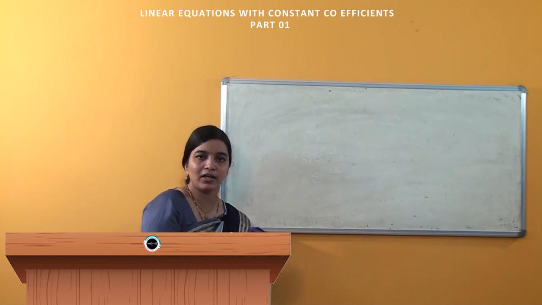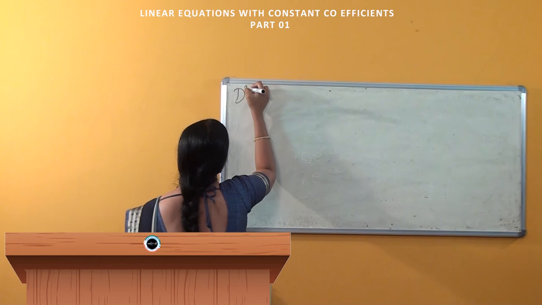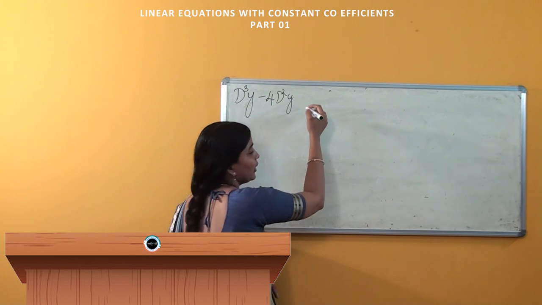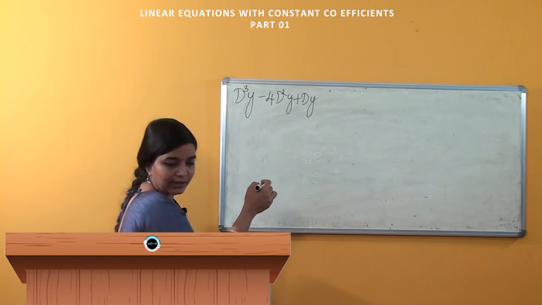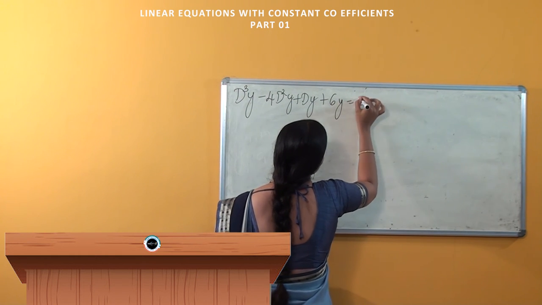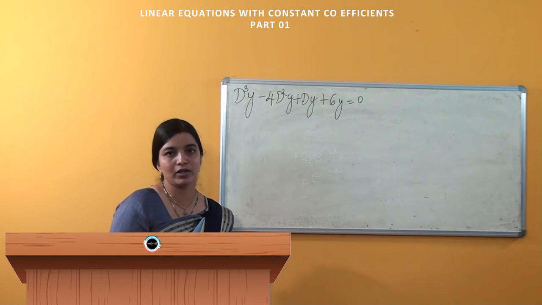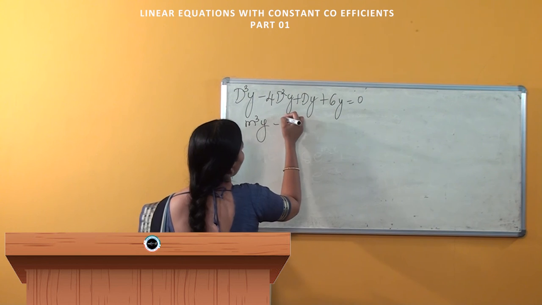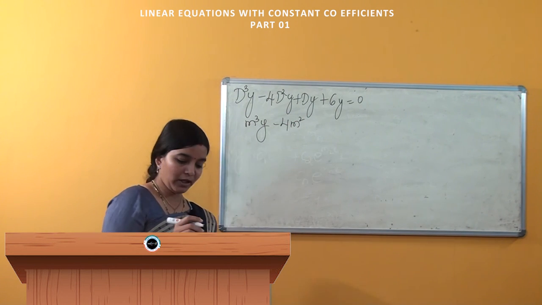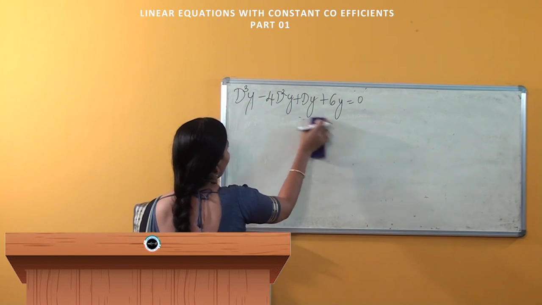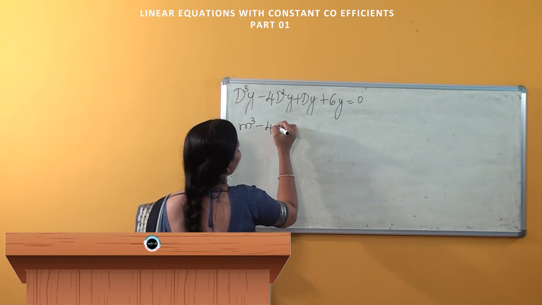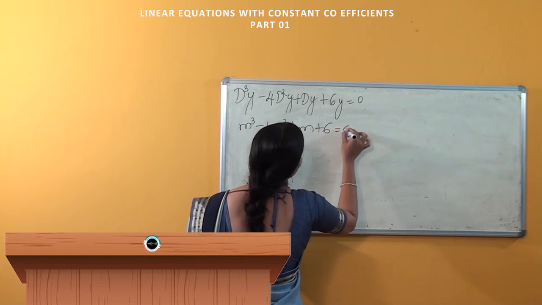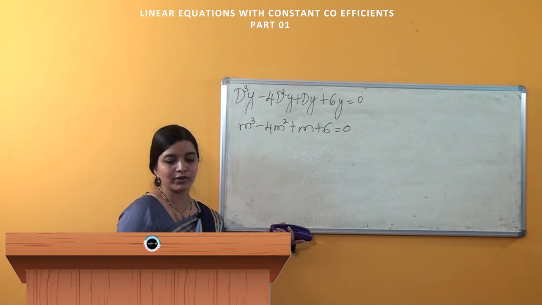First we consider the equation D^3 y - 4D^2 y + Dy + 6y = 0. First we have to write the auxiliary equation and find its roots. Here we'll eliminate y directly. I'll write the final step here: m^3 - 4m^2 + m + 6 = 0. So we'll find the roots of this auxiliary equation.